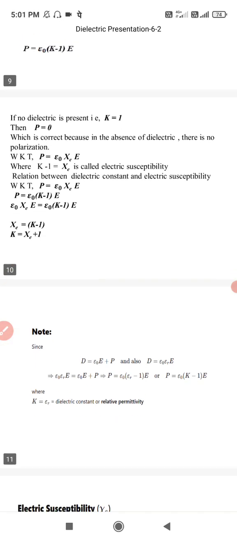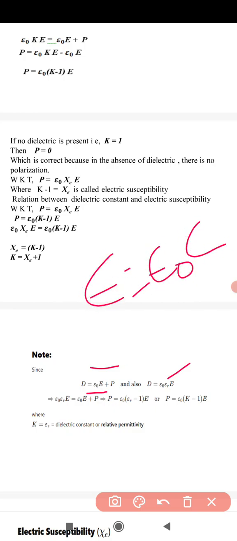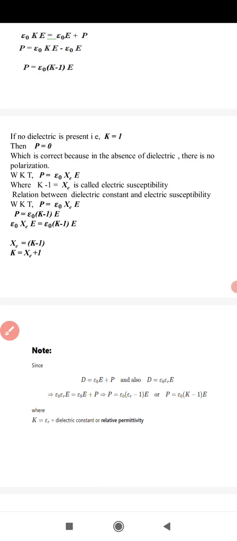Next, in this class we have learnt about the D, E and P relationship. D is equal to epsilon naught E plus P, and also D is equal to epsilon naught epsilon R into E, because epsilon is equal to epsilon naught into epsilon R. Next, the P and E terms. P is equal to epsilon naught into epsilon R minus 1 into E, and P is equal to epsilon naught into K minus 1 into E. K is equal to epsilon R, the dielectric constant or the relative permittivity.